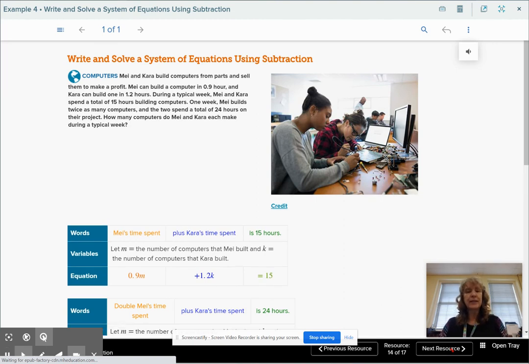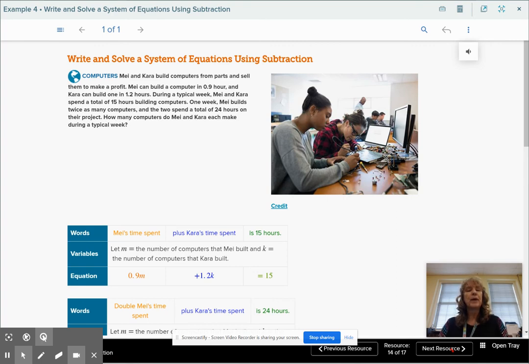Okay, here's our final example. Now we're going to put this into real-world applications. So Maya and Kara build computers from parts and sell them to make a profit. Maya can build a computer in 0.9 hours, so not quite an hour, and Kara can build one in 1.2 hours. So Kara is a little bit slower than Maya.